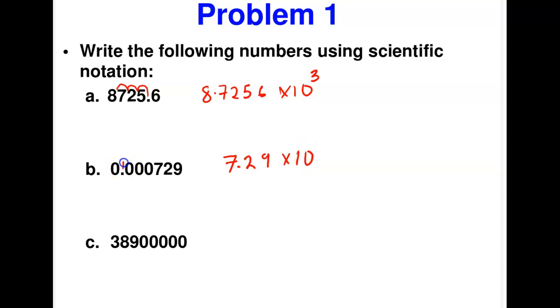Let's move this. So it's going to be 1, 2, 3, and 4. What it means is that since it is less than 1, it's going to be to the negative 4. That is the exponent here. And then let's do this one.